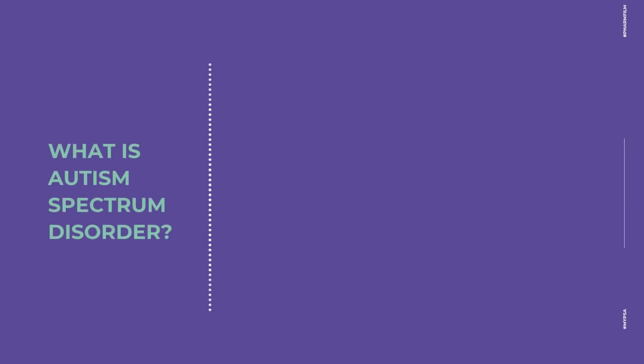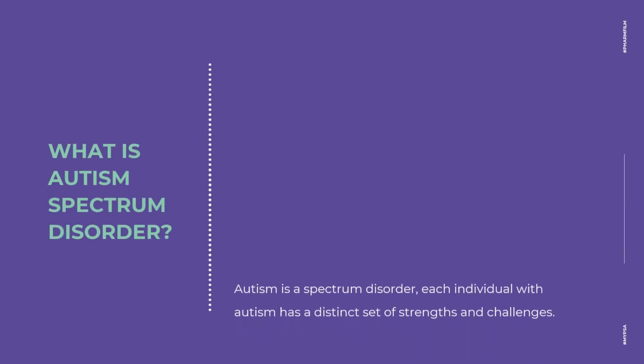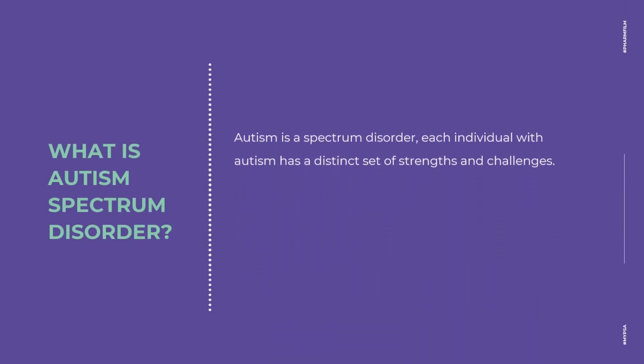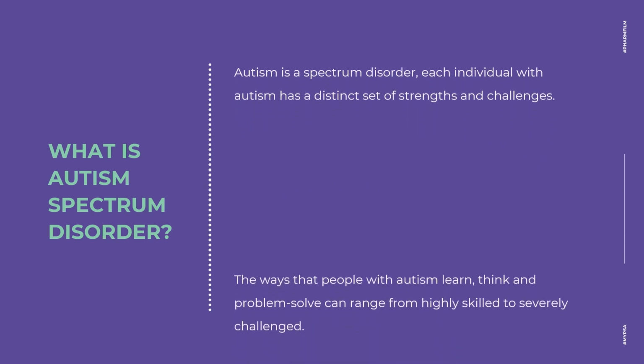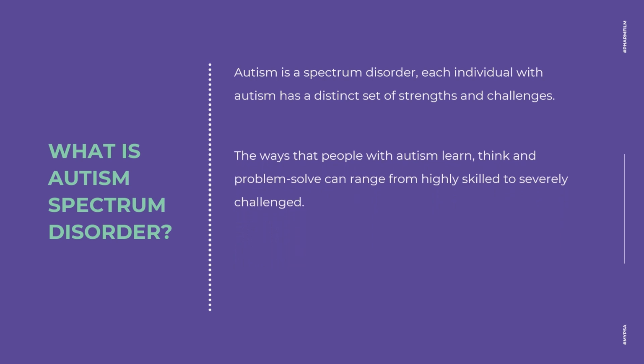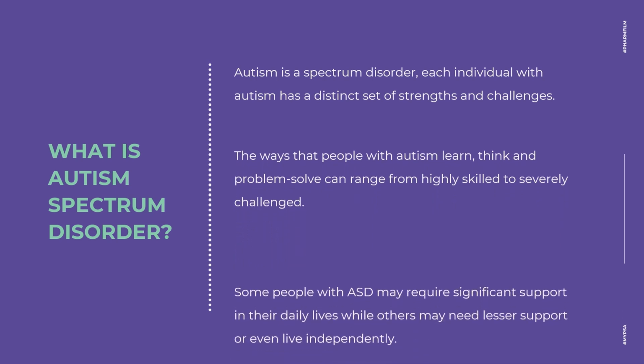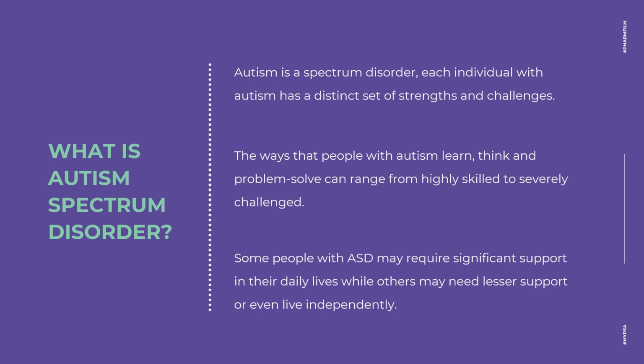Because autism is a spectrum disorder, each individual with autism has a distinct set of strengths and faces different challenges. Therefore, the ways that people with autism learn, think, and even problem solve can range from highly skilled to severely challenged. As a result, some people with ASD may require significant support in their life, while others may need lesser support or even live independently.